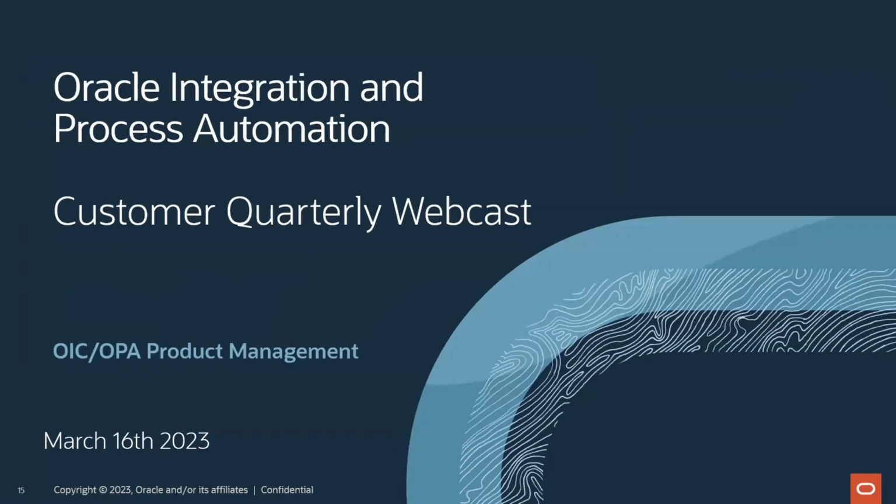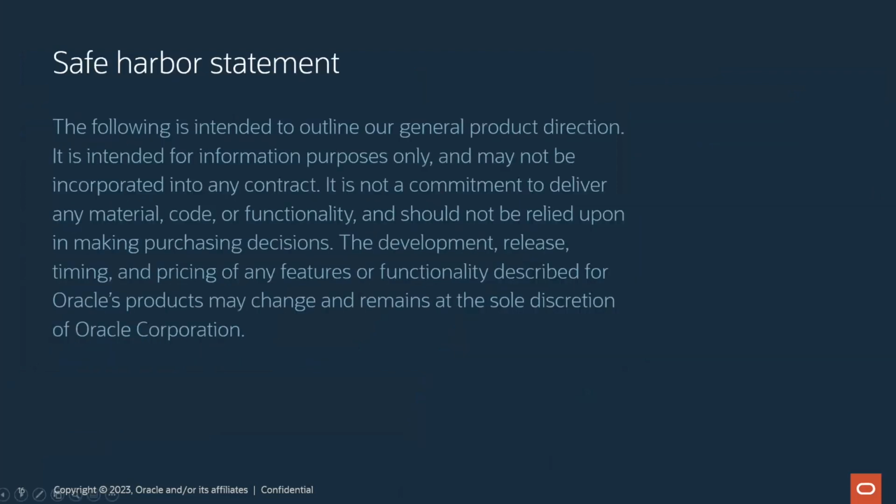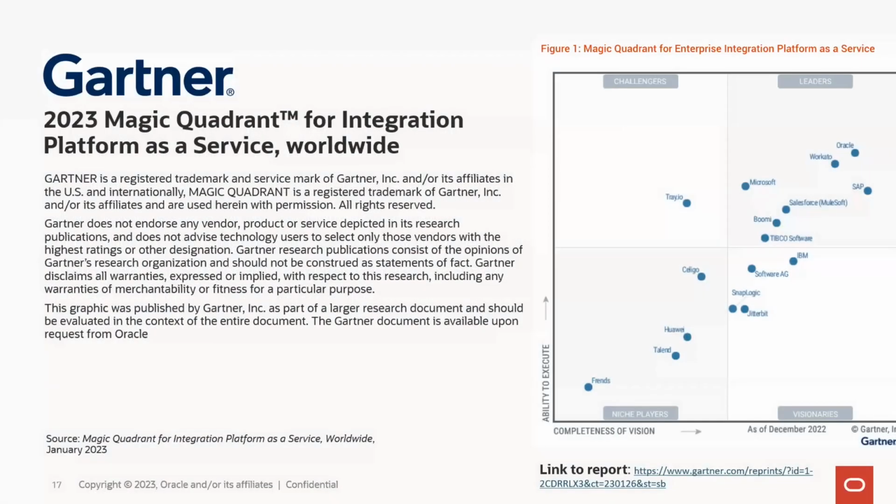Welcome everybody to this quarterly webcast. The focus here is going to be the 2302 release of OIC and OPA. And as you can see here, okay, the usual safe harbor statement, Gartner.